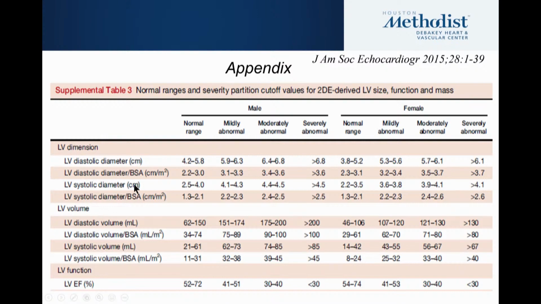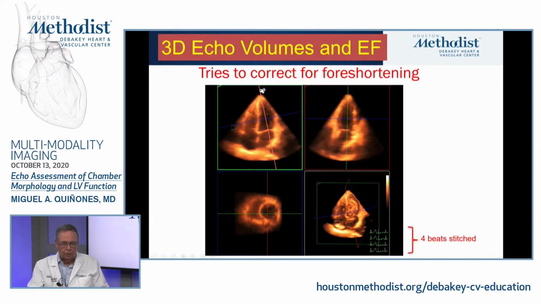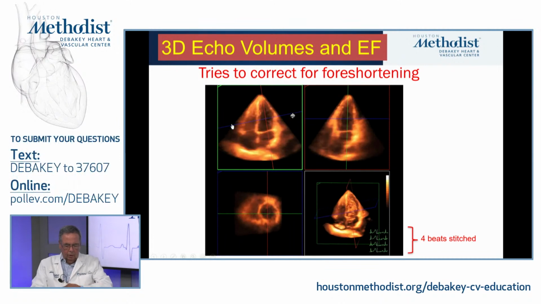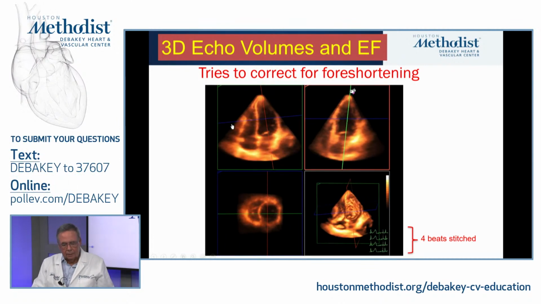In the ASE document, you will find multiple tables that will give you normal values. In fact, in this one, you can see the normal range, what is a mildly, moderately, or severely enlarged diameter or enlarged ventricle by volume. So most labs now have these tables put in a place where everybody can see them, and you can use them in your report. So three-dimensional echocardiography has been around now for at least a decade.